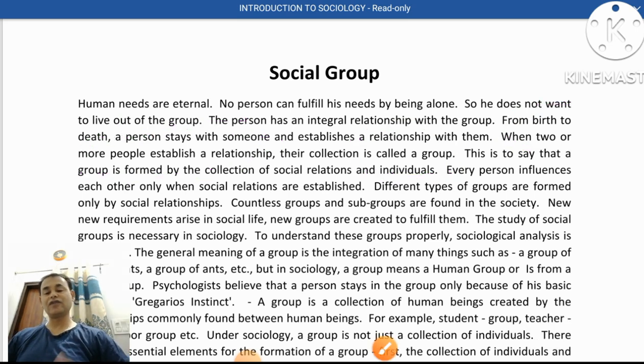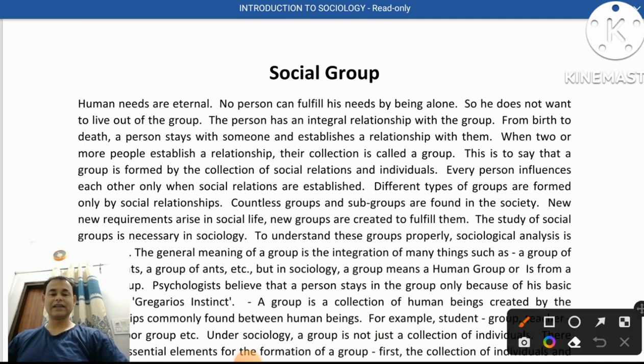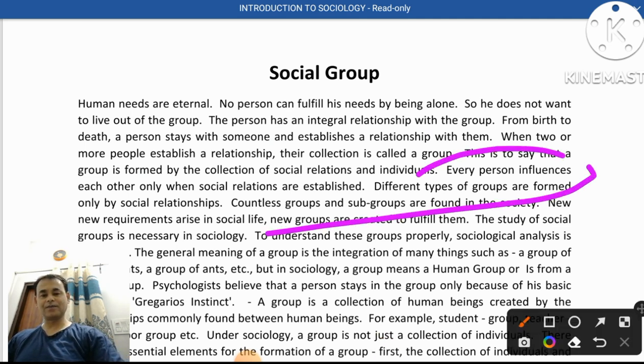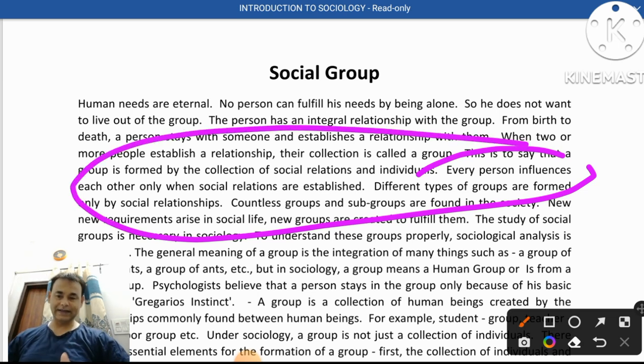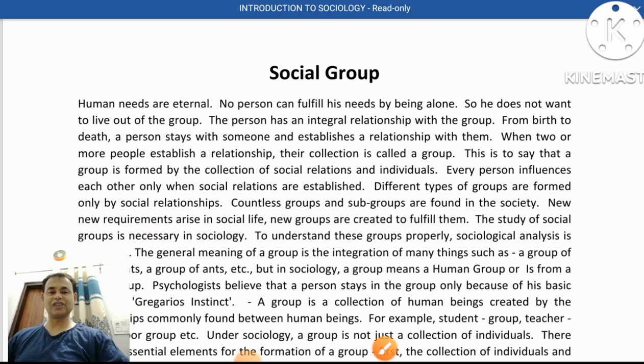Every person influences each other only when social relations are established. I have already described why social relationships form. The base of social relationship is influence. If someone is influenced by someone, then interaction happens, and after interaction, a relationship is formed. This is the base.